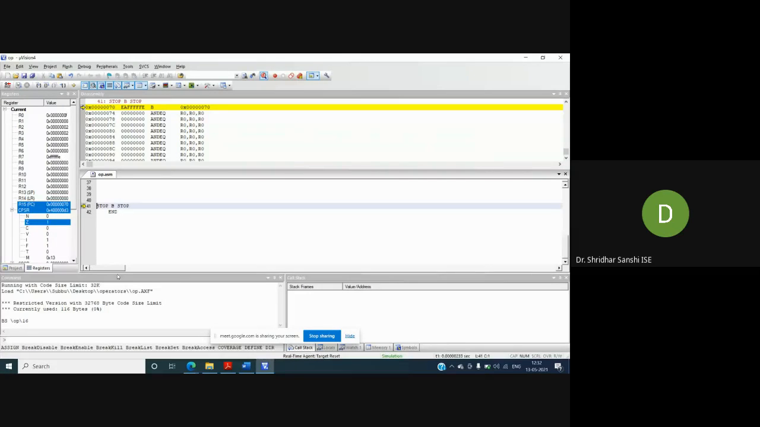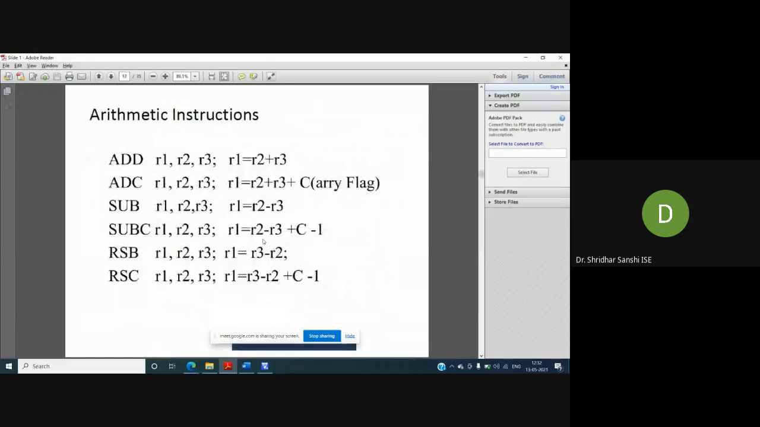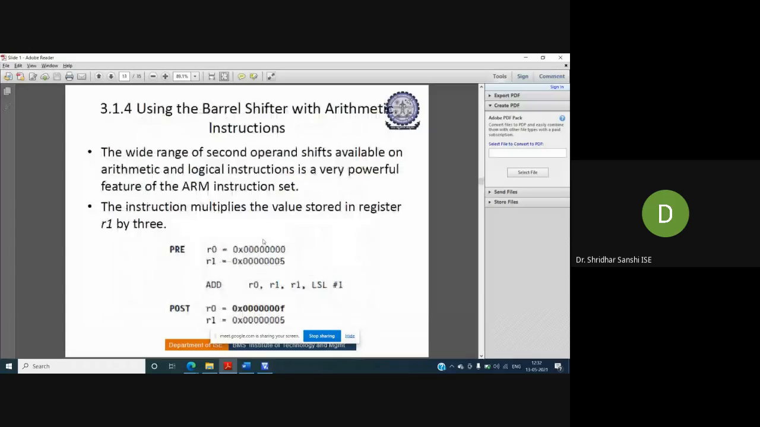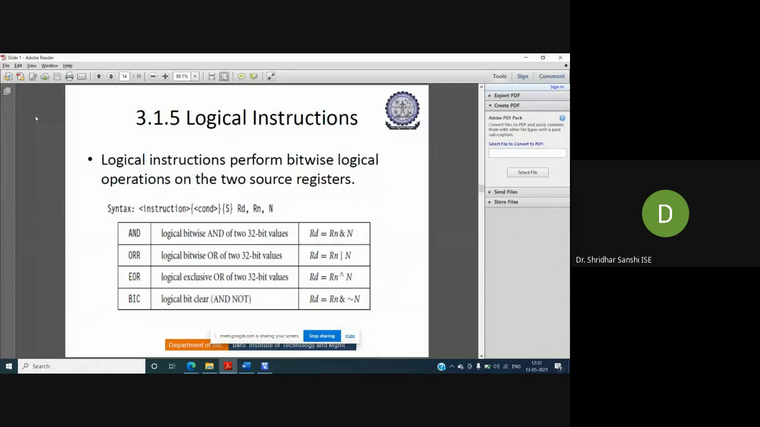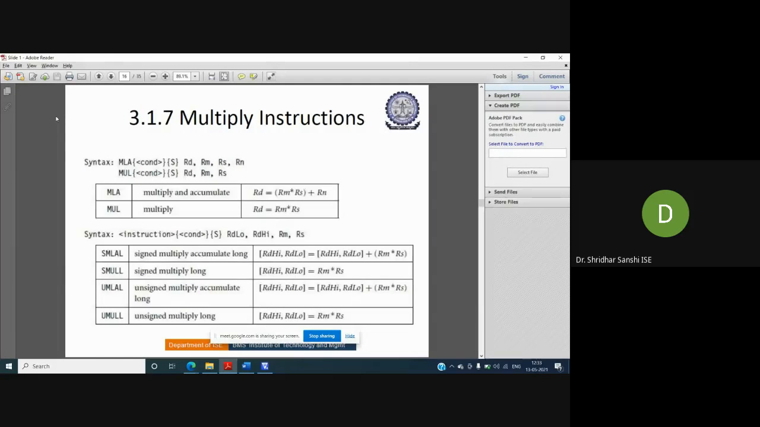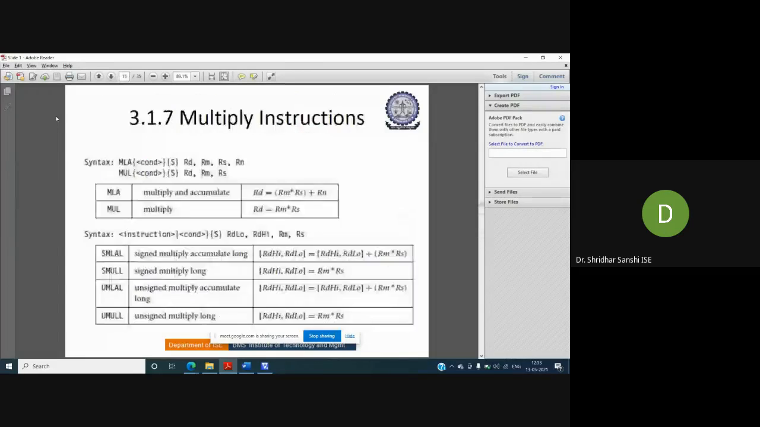So these are the instructions we have in the ARM. What we have studied: arithmetic instructions, and arithmetic instructions along with the barrel shift operation. Next are logical instructions and comparison instructions. In the next class, we'll study the multiplication instruction and branch instruction.